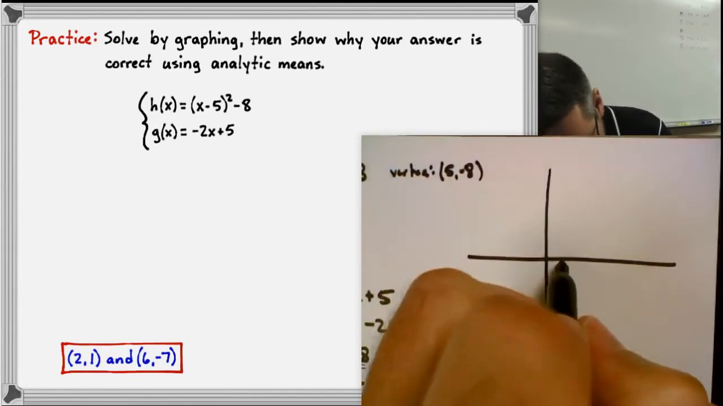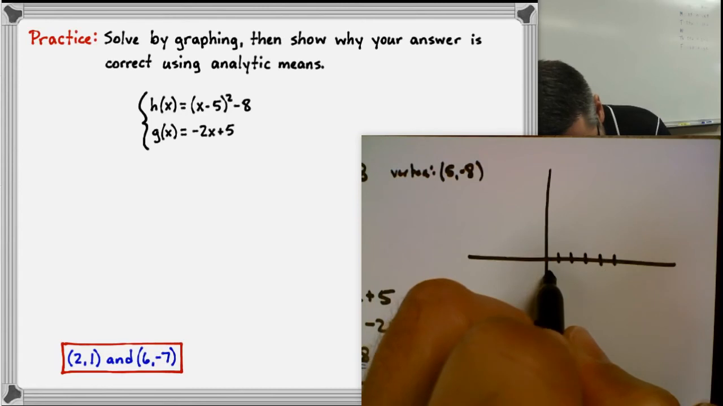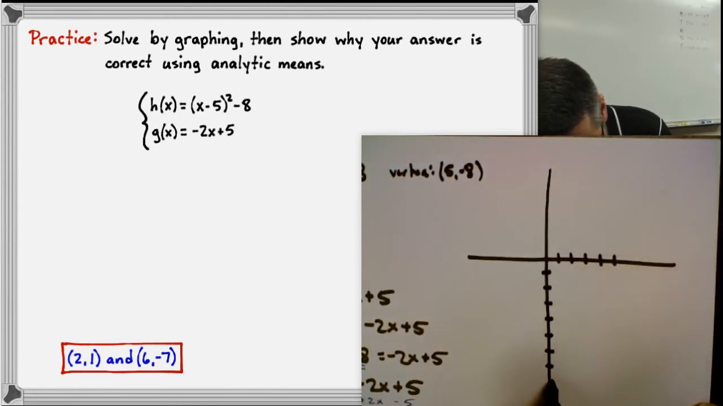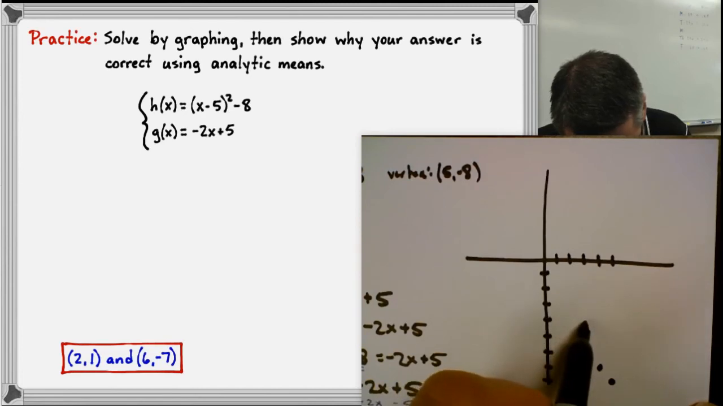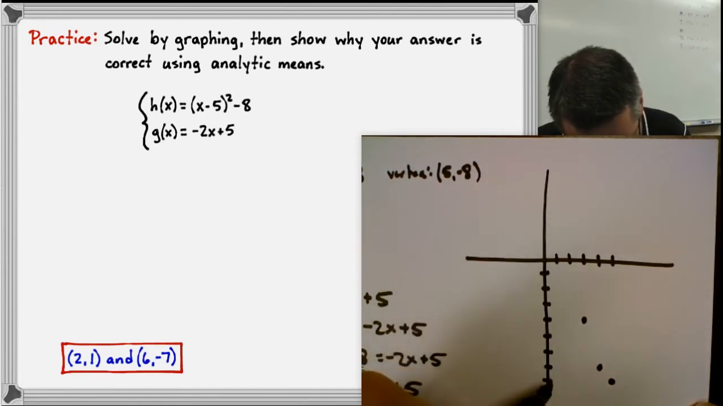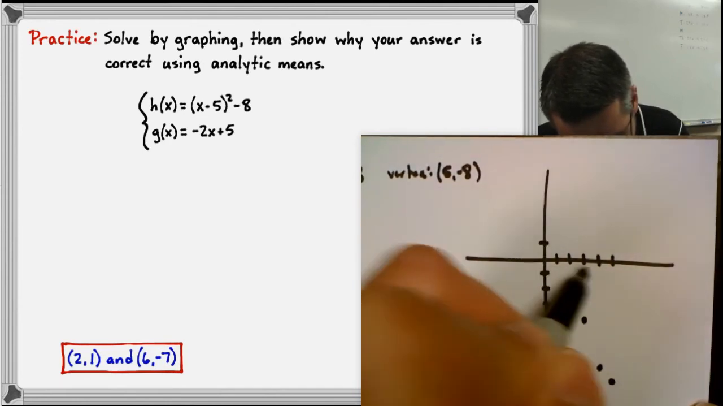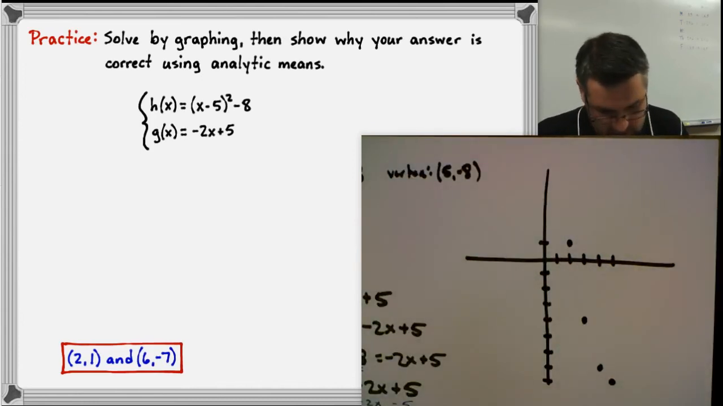So that means we're going to go to the right 5, 1, 2, 3, 4, 5, and down 8, 1, 2, 3, 4, 5, 6, 7, 8. Ooh, this can get messy here. So I'm going to go up 1 and over 1. I'm going to go up 4 and over 2. I'm going to go up 9, 1, 2, 3, 4, 5, 6, 7, 8, 9, and then over 3. So that's that. And I think I'm going to stop there.